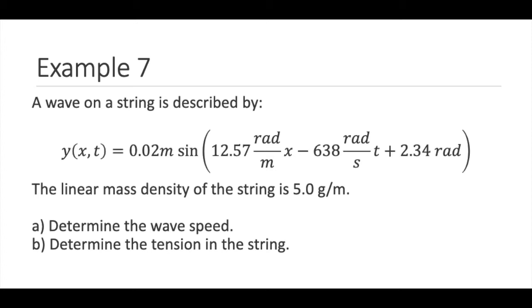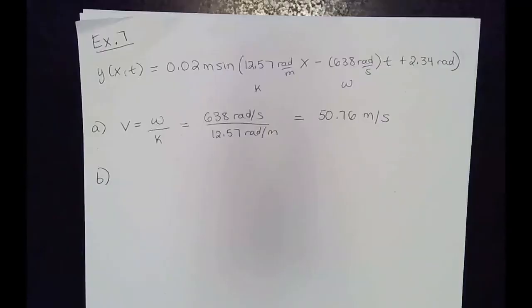Example 7. A wave on a string is described by y(x,t) = 0.02 meters sin(12.57 radians per meter x − 638 radians per second t + 2.34 radians). The linear mass of the string is 5 grams per meter. A, determine the wave speed, and B, determine the tension in the string.